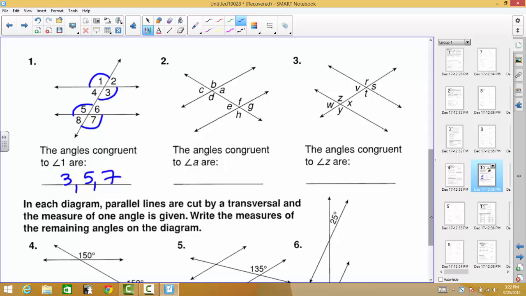So if you look at angle A, go ahead and hit pause and see if you can get this right answer. And then the last one over here is Z. Try that again.